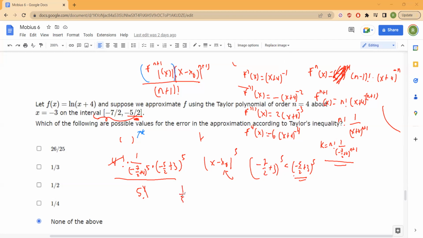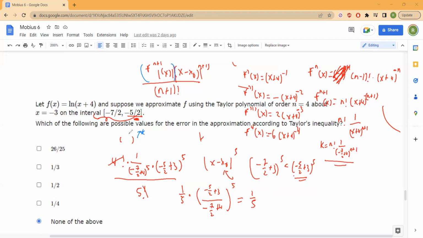So we get 1/5 times, and then we see here it's to the power of 5, and here it's to the power of 5, and this is 1 over that. So it's going to be negative 5 over 2 plus 3 over negative 7 over 2 plus 4, all to the power of 5. What we're going to find is that what's inside these brackets is equal to 1, and 1 to the power of 5 is 1. So we get 1/5. That means our error bound is basically 1/5.